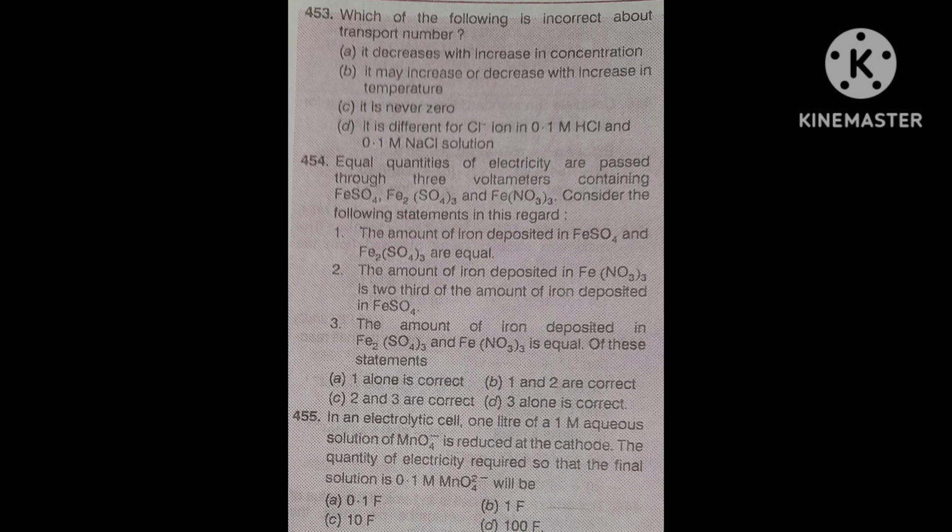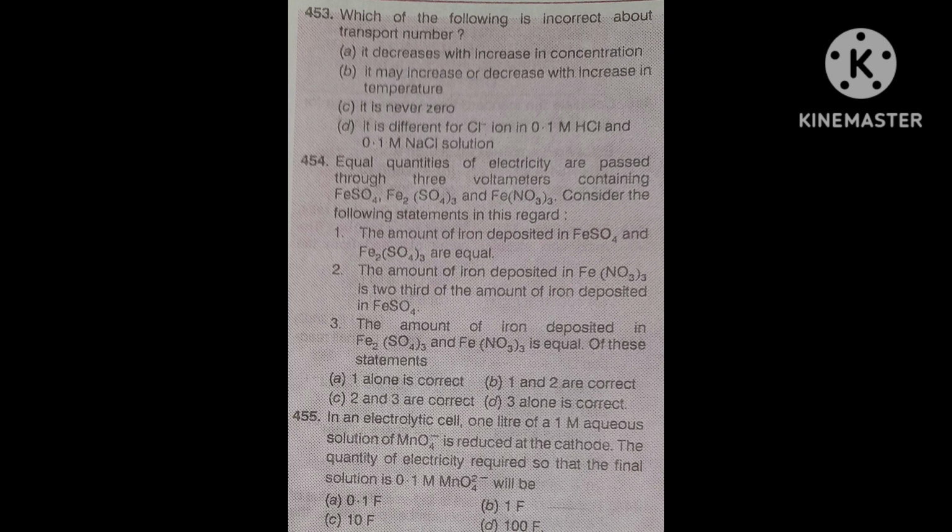Example I am telling you, at high concentration of cadmium iodide CdI2 solution, cadmium ion Cd2+ may have 0 or even negative transport number. Why? Due to formation of complex ion CdI4 2-. Hence the correct answer is option C. Incorrect about the transport number is that it is never 0. Option C is the correct answer.